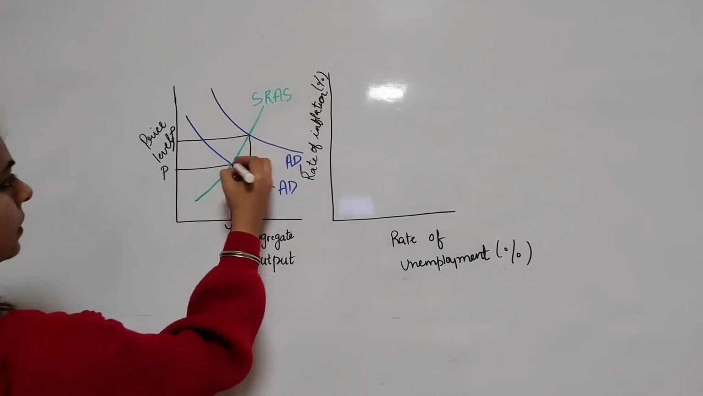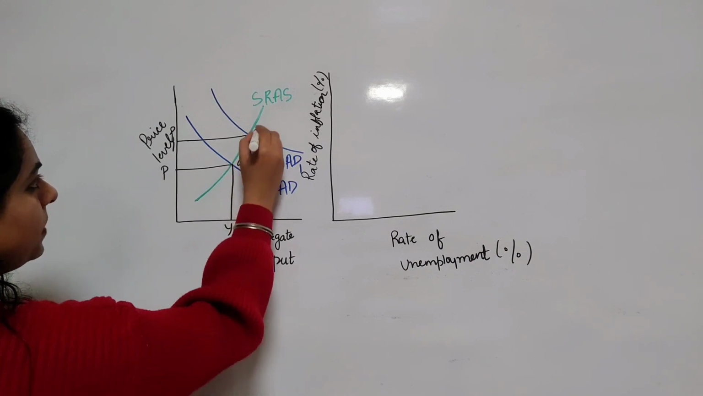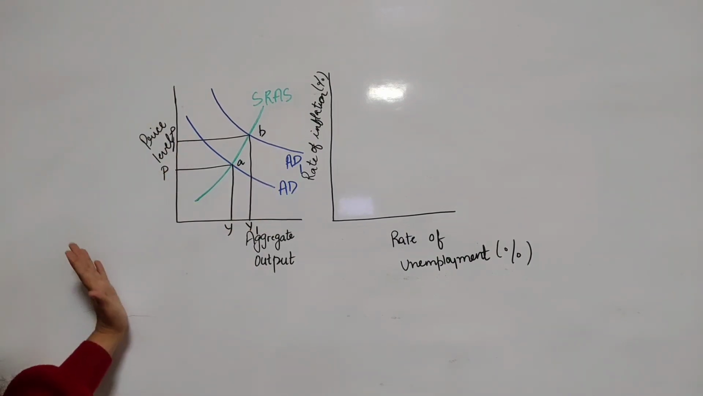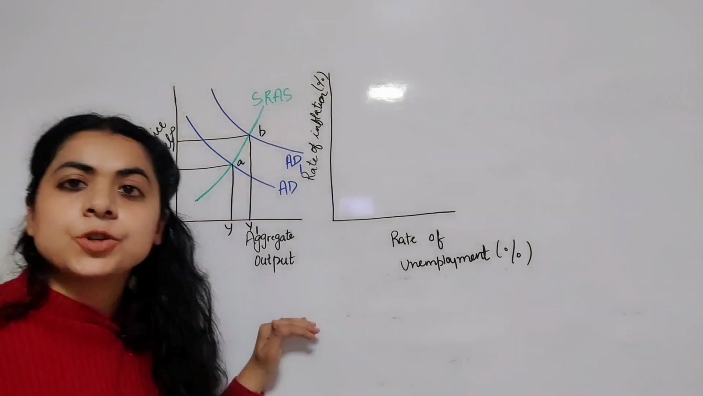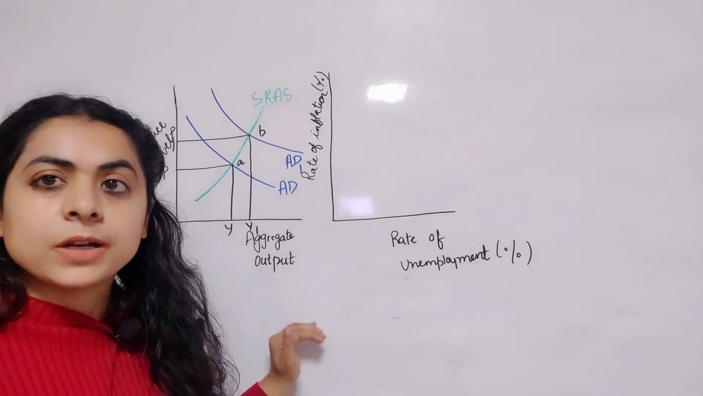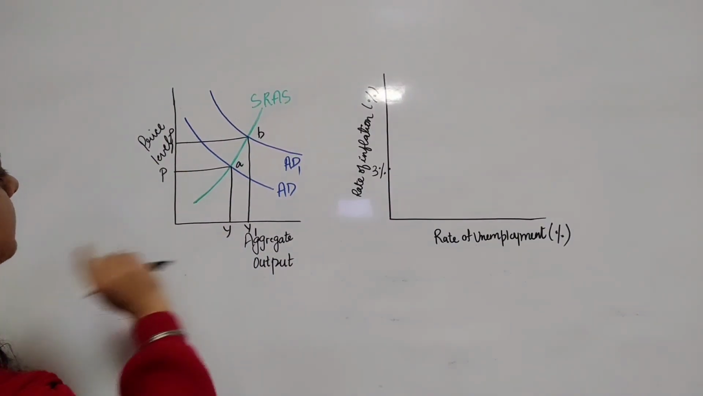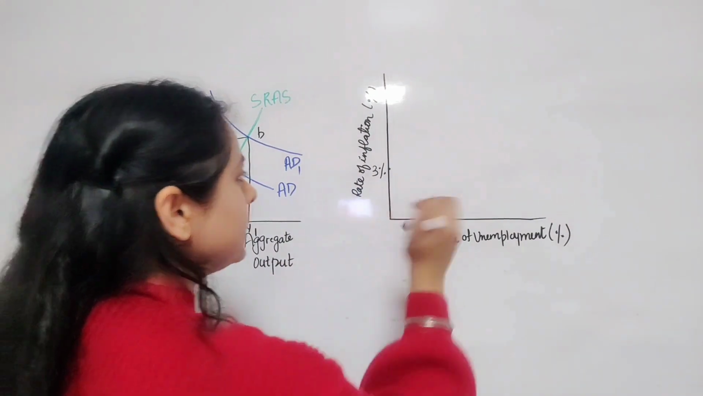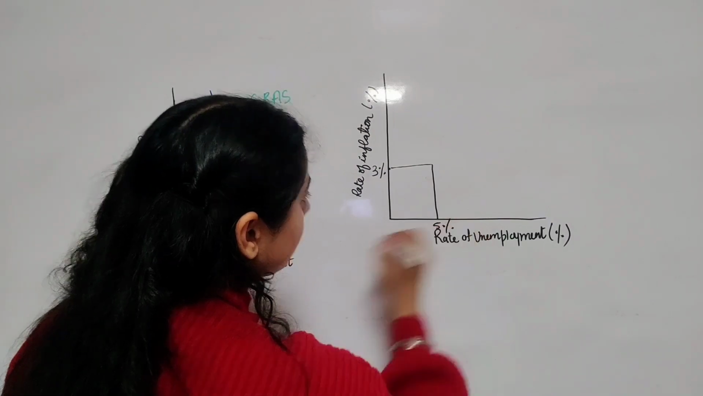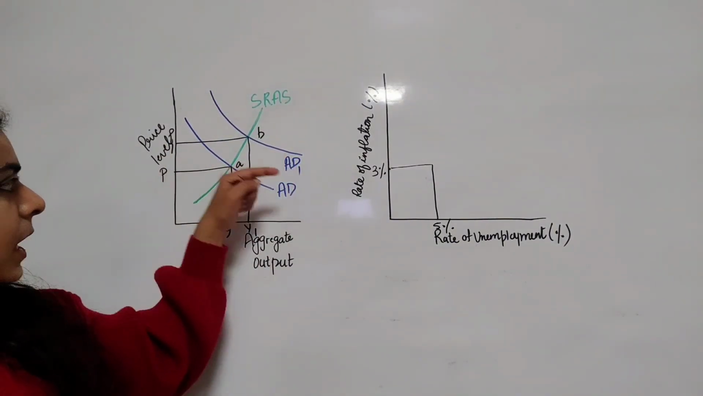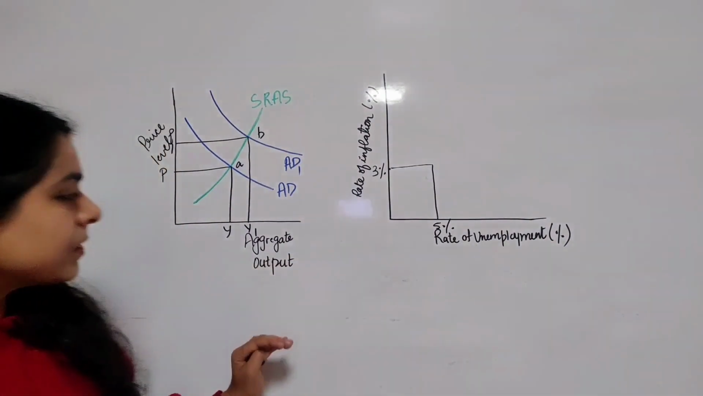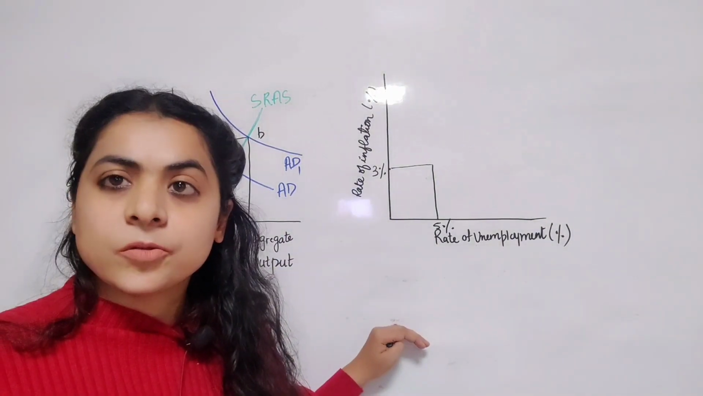Now, as a result, at this new point B, where aggregate demand and short-run aggregate supply are equal, the price level will rise, and at the same time, the aggregate output in the economy will increase. So both price as well as aggregate output will increase. Let's say at price level P, the rate of inflation in the economy is 3%, and the rate of unemployment is 5%. With an increase in aggregate demand, there will be an increase in demand for workers. So as a result, the rate of unemployment in the economy will fall.